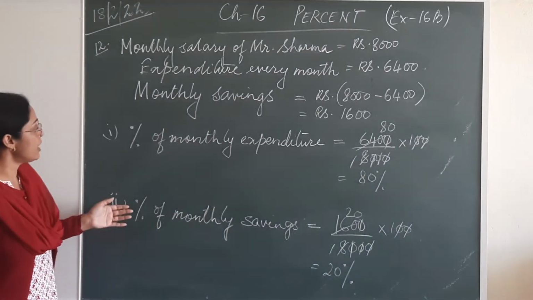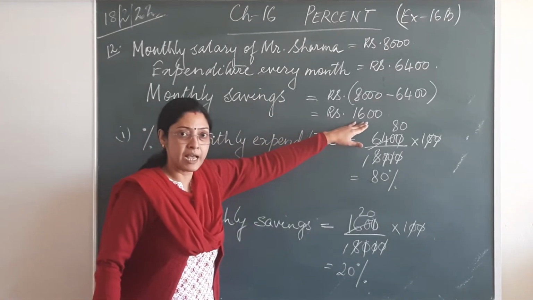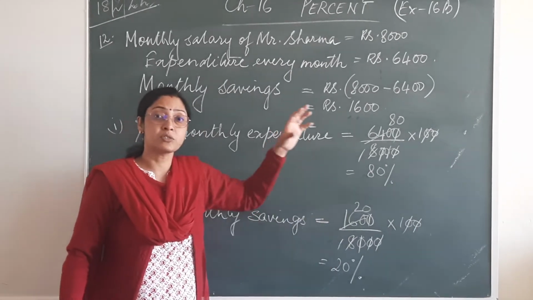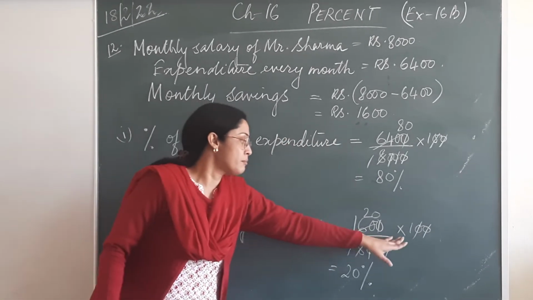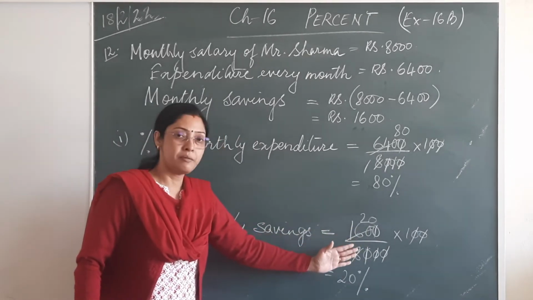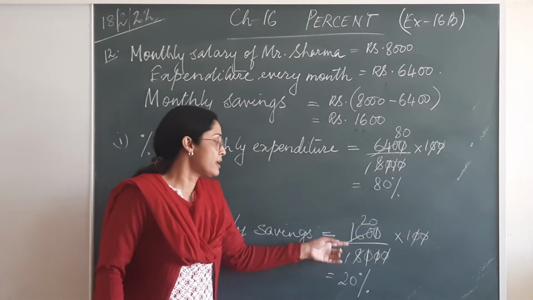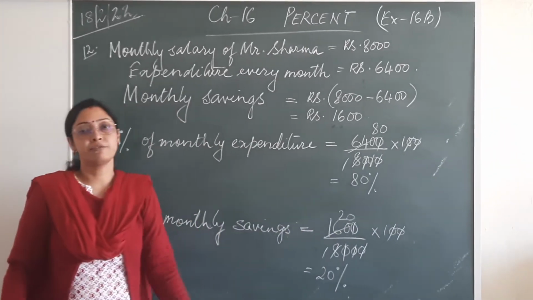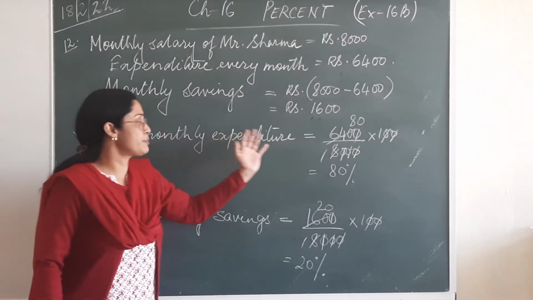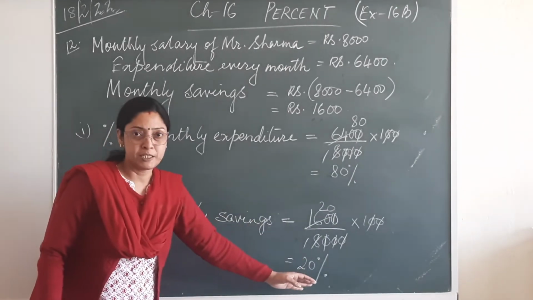Similarly, to find out the percentage of monthly savings, you got the monthly savings as rupees 1,600. So 1,600 divided by again the total salary, that is 8,000 multiplied by 100. So you get 1,600 by 8,000 multiplied by 100. You cancel off the zeros and 160 divided by 8 will give you 20%. So here the percentage of monthly expenditure is 80% and percentage of monthly savings is 20%.